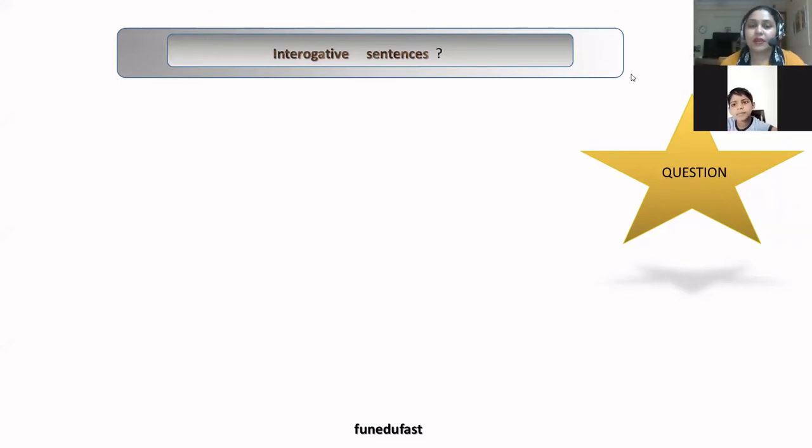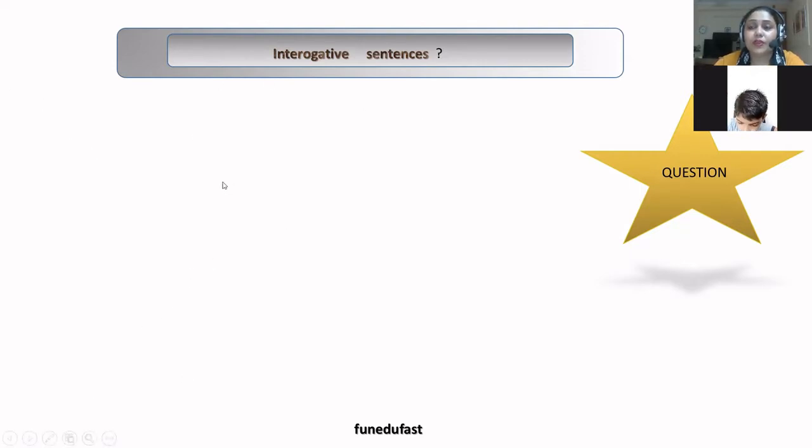In this class, we will learn how to make interrogative sentences in simple present tense. Simple present tense में हम interrogative sentences कैसे frame करते हैं. Interrogative means questions. As you can see here, we have a star. यहाँ पर लिखा हुआ है, questions. Interrogative sentences हम questions पूछने के लिए use करते हैं, है ना? Questions, right?